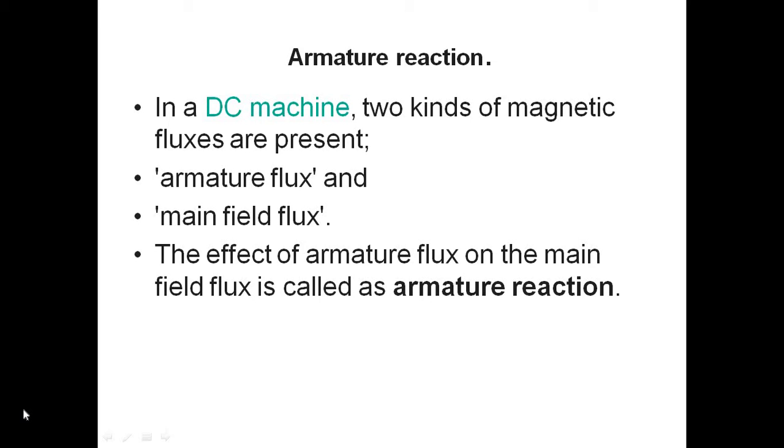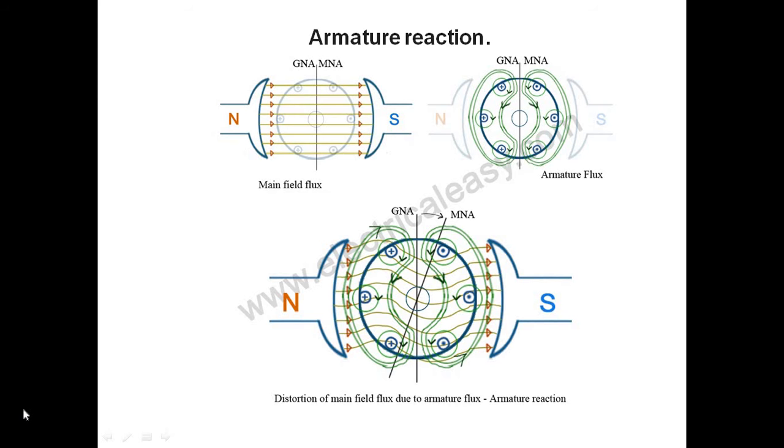In a DC machine, two kinds of magnetic flux are present. First one, armature flux, and second, main field flux. The effect of armature flux on the main field flux is called armature reaction.